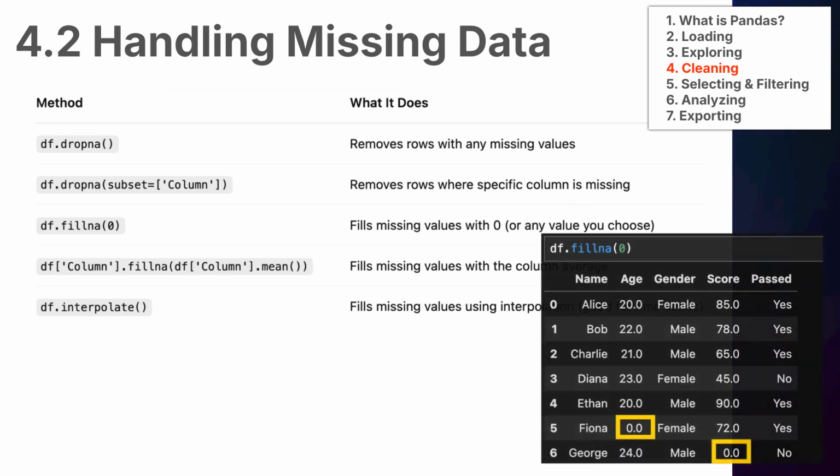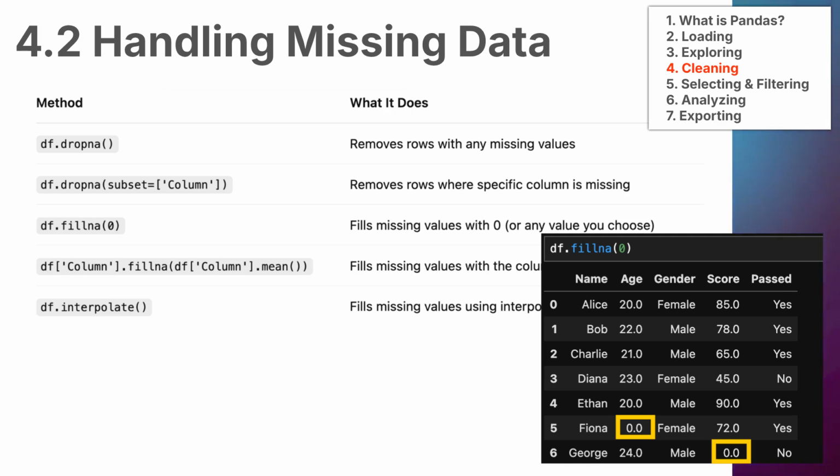Next, fill NA. It fills in missing values with 0 or anything else you choose. This keeps all rows and just replaces the blanks. This is good when 0 is a safe or default value. Also, you're not sure what the missing data should be, but you don't want blanks.